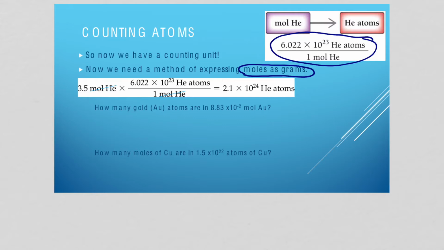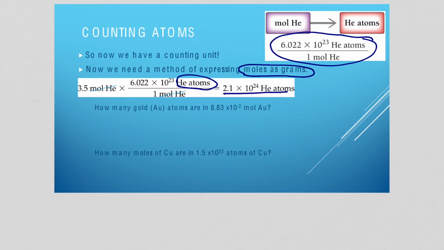Well, I know that every 1 mole contains 6.022 times 10 to the 23rd helium atoms. So notice dimensional analysis: we're following the units. Because I'm starting with moles, I'm going to make sure the moles part of my conversion factor is on the bottom so that it cancels out, and the unit I'm trying to achieve, the helium atoms, is on top. So 3.5 times 6.022 times 10 to the 23rd divided by 1 gives me 2.1 times 10 to the 24 helium atoms.